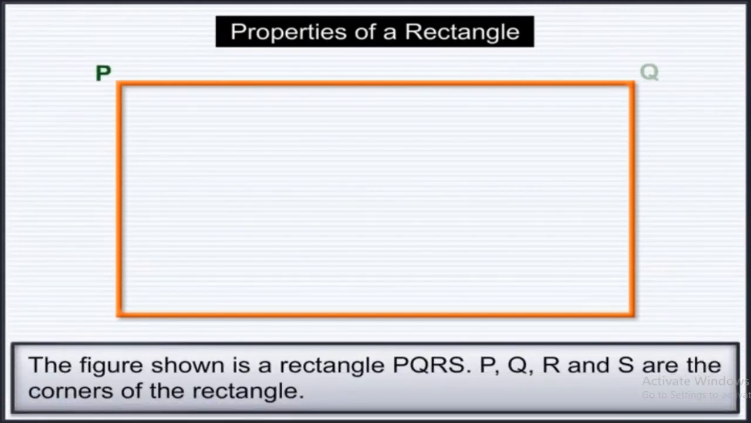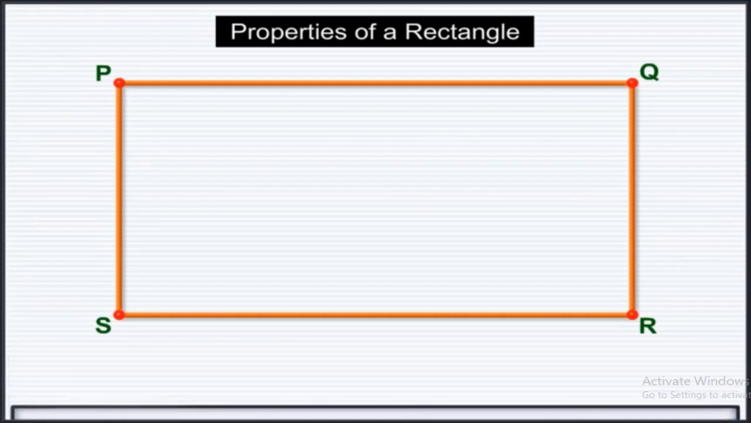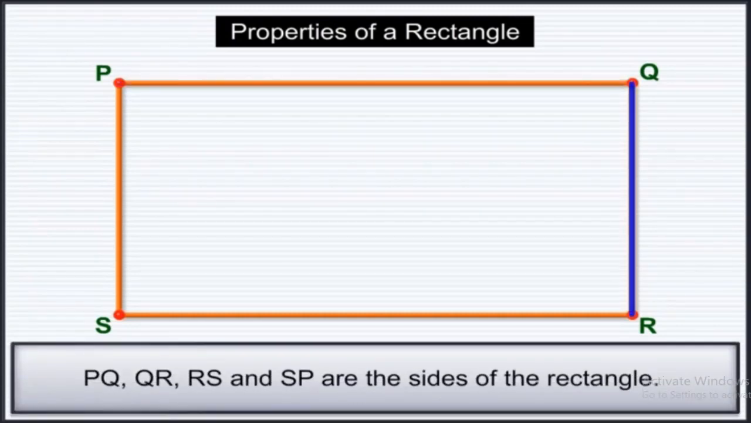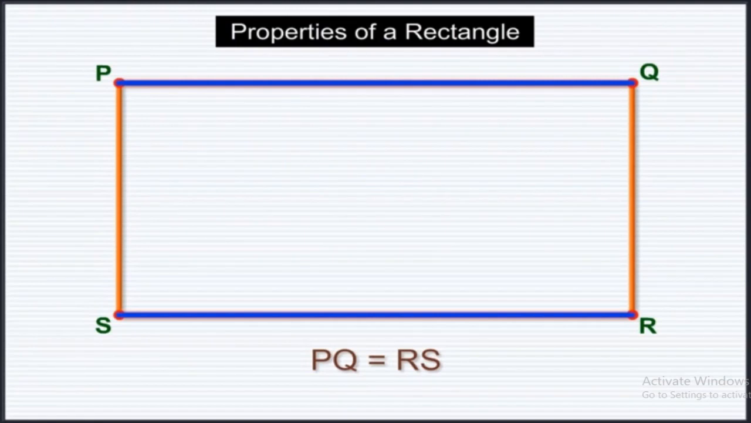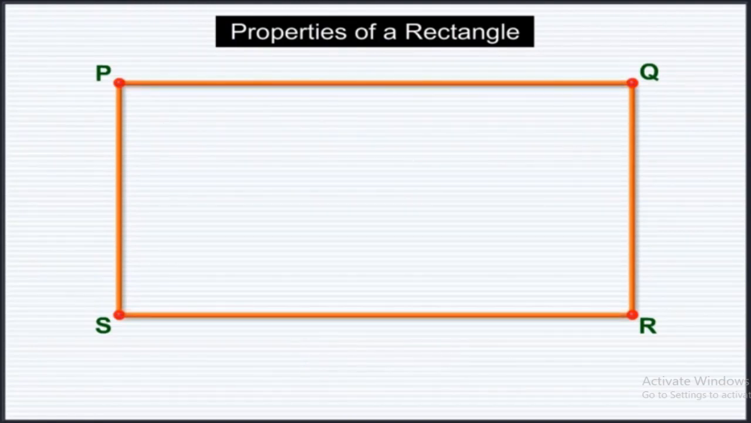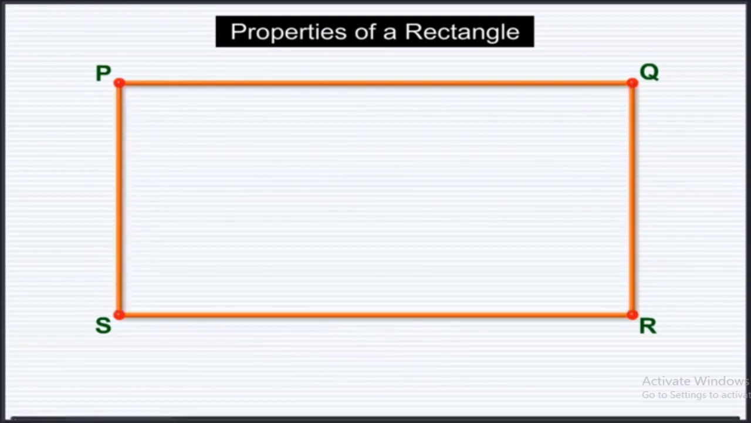The figure shown is a rectangle PQRS. P, Q, R, and S are the corners of the rectangle. PQ, QR, RS, and SP are the sides of the rectangle. We can observe that the opposite sides of a rectangle are equal. That is, PQ and RS are equal. Similarly, QR and SP are equal.